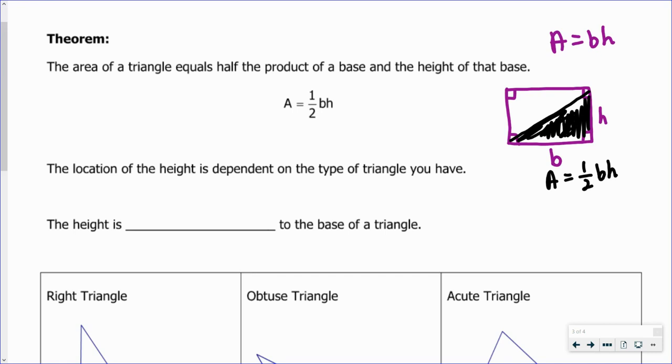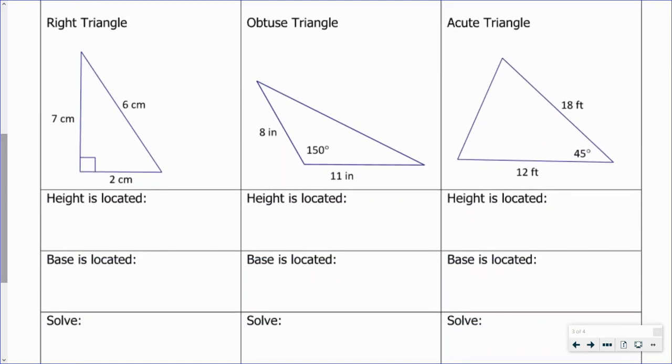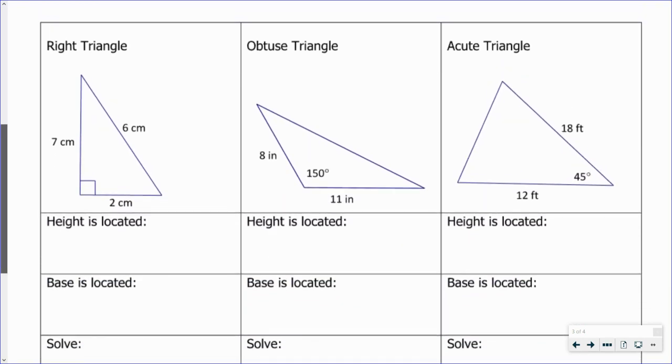Now, the location of the height is dependent upon the type of triangle that you have. So if you think back to the parallelograms video, we said that the base and the height have to be perpendicular to each other, and that's the case with triangles as well. So remember, the height is always perpendicular to the base of the triangle. Depending upon the type of triangle that you have, and also depending upon the information that you have, you might have to draw in an altitude so you can have that base and height be perpendicular.